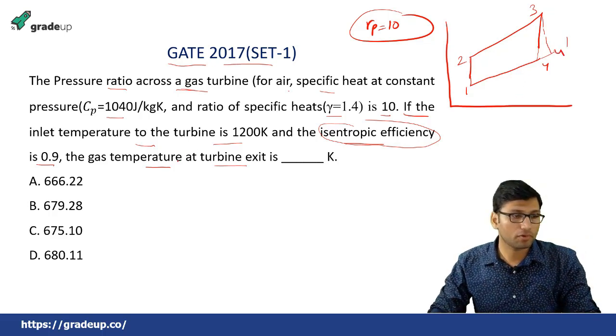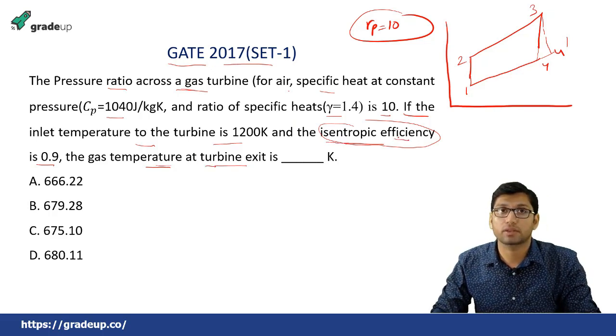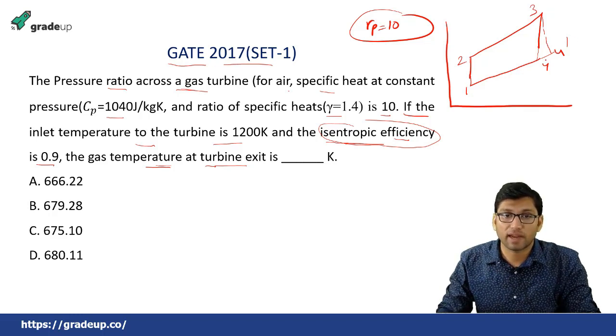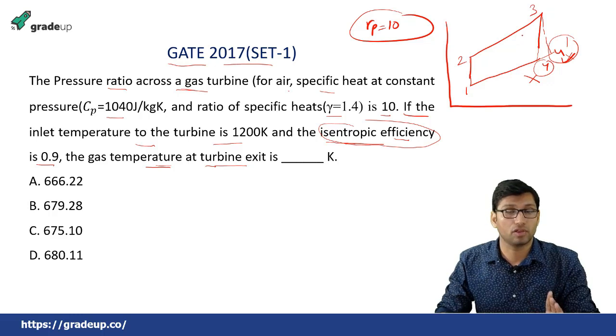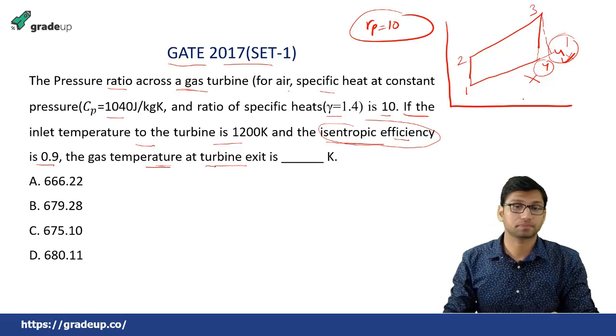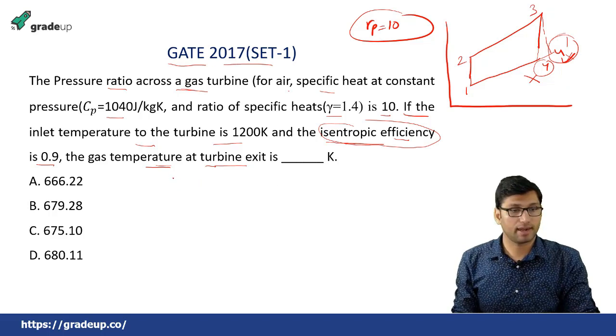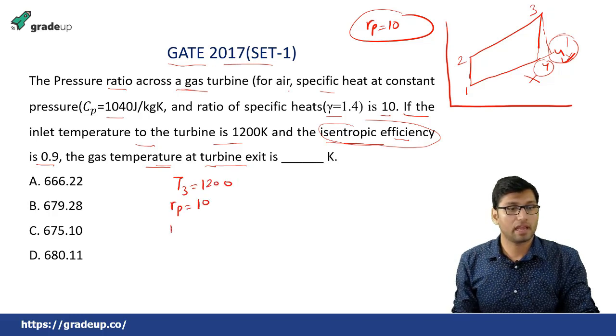Now in this question you have to find the gas temperature at turbine exit. Since isentropic efficiency is given to you, you don't have to find this T4, you have to find T4 dash. Why? Because there is an isentropic work here, and there is an actual work. So if isentropic efficiency is given, you have to find this T4 dash, which is the temperature due to actual work. Firstly you should understand what is given to you. In the question it is given that T3 is equal to 1200, Rp is equal to 10 and isentropic efficiency is equal to 0.9.